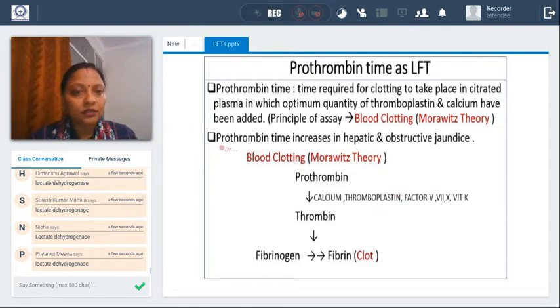Important point is this: prothrombin time increases in hepatic and obstructive jaundice. You have to remember this line only. Prothrombin time increases in hepatic and obstructive jaundice.